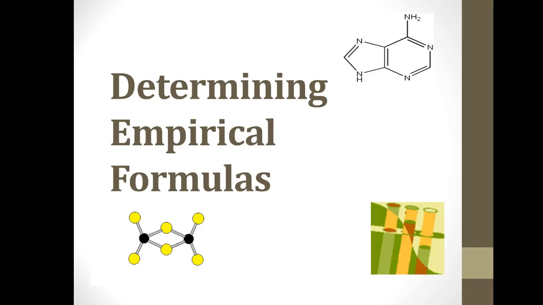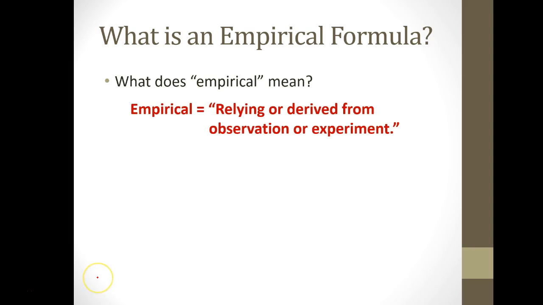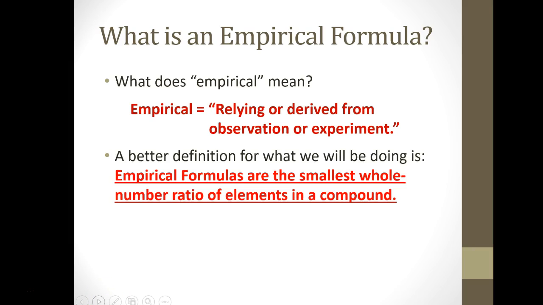Okay, so now what we're going to talk about is determining something called empirical formulas. Empirical generally means it comes from experiment. Empirical data, you'll hear people throw that around. That means data that comes from an experiment or an observation. But what we're dealing with is that an empirical formula is the smallest whole number ratio of elements in a compound.